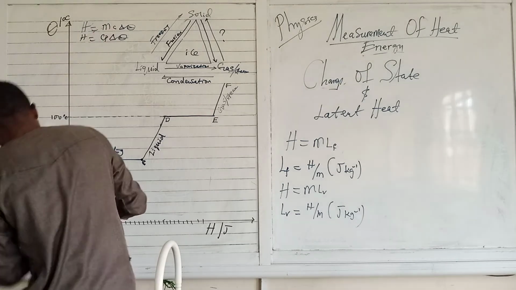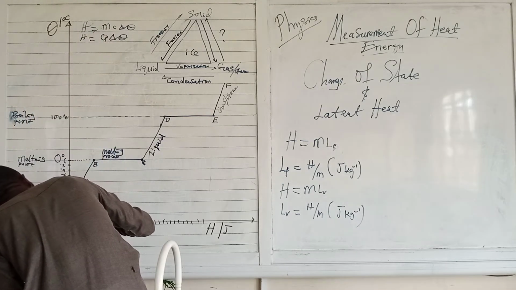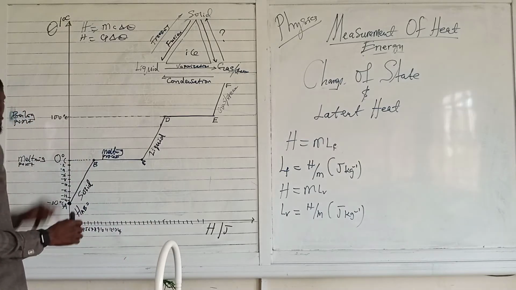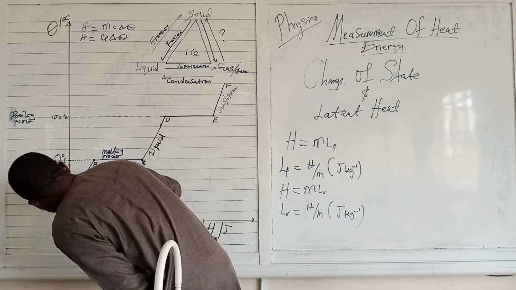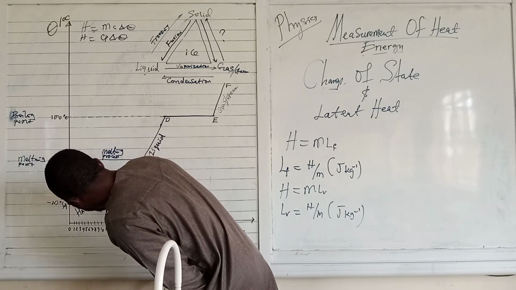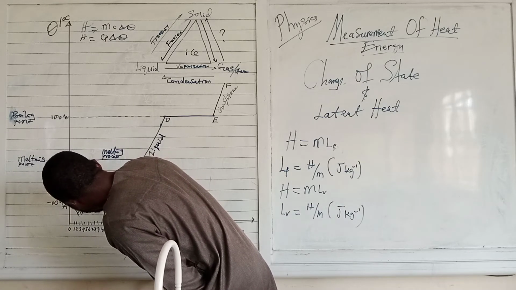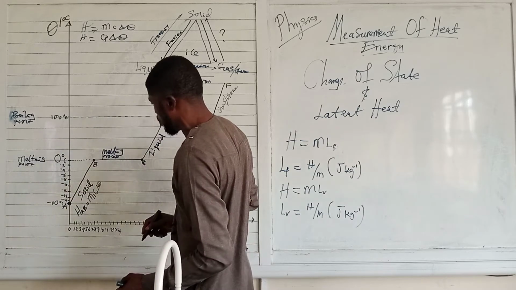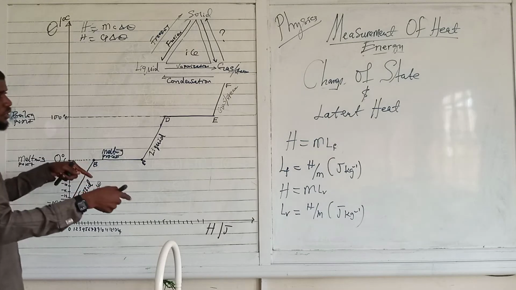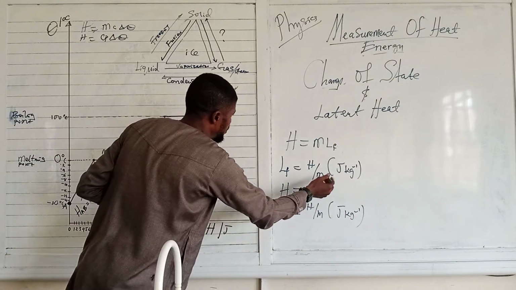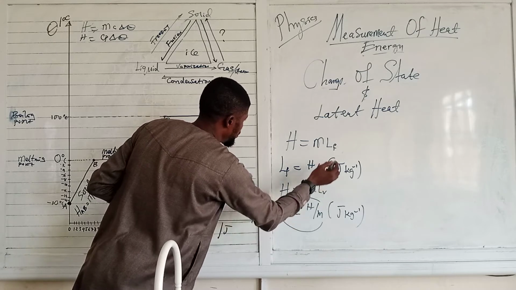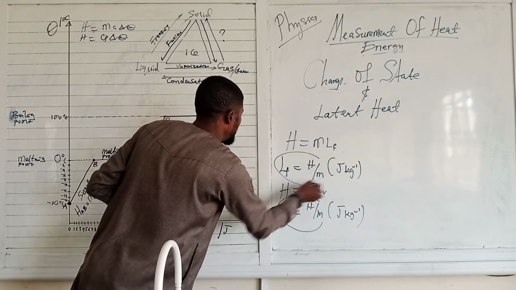Now, I told you that from here to here, the equation you have is this. So write that H_AB. H_AB is equal to what? Mass of the ice times specific heat capacity of the ice times change in temperature. Here you have latent heat of fusion. So you pick this equation. This is what you have here. Latent heat of fusion.